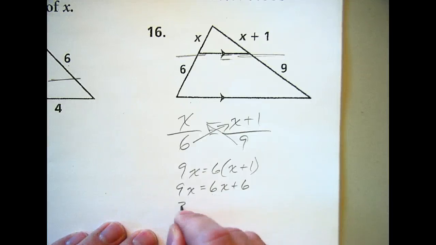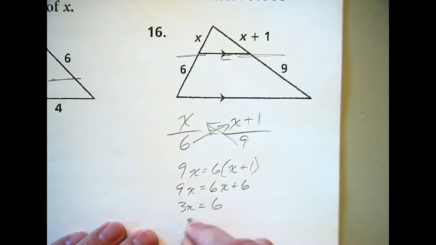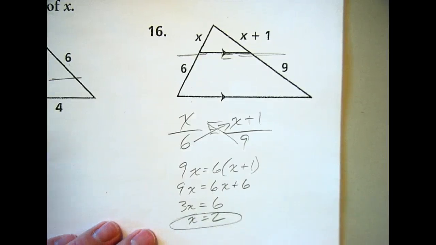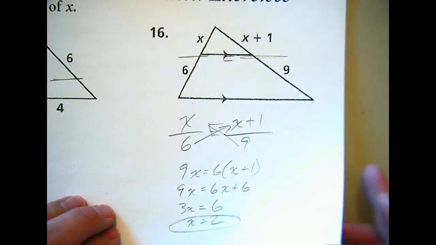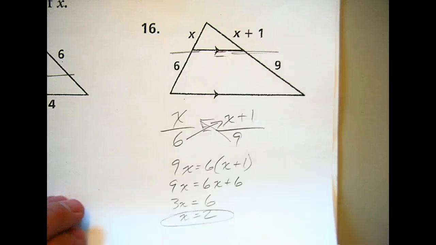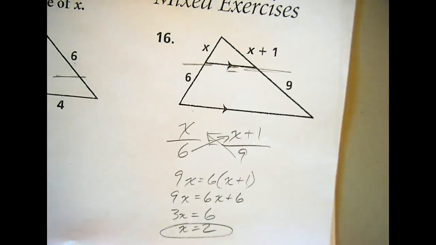Okay, we get 3x equals 6, so x is 2. Lily, you got all these seats right here. Yeah. All right. How many got x equals 2? Okay. Last one, number 14.